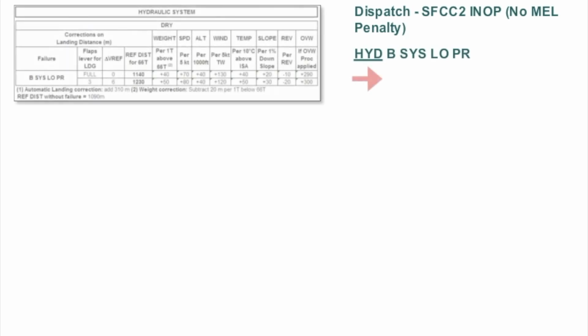In this example, based on the A320, we dispatch with SFCC2 inoperative. There is no MEL penalty factor for this failure. When airborne, we suffer a loss of the blue hydraulic system, and because of the SFCC2 already being inoperative, we are now faced with the additional failure of flight control slats fault.